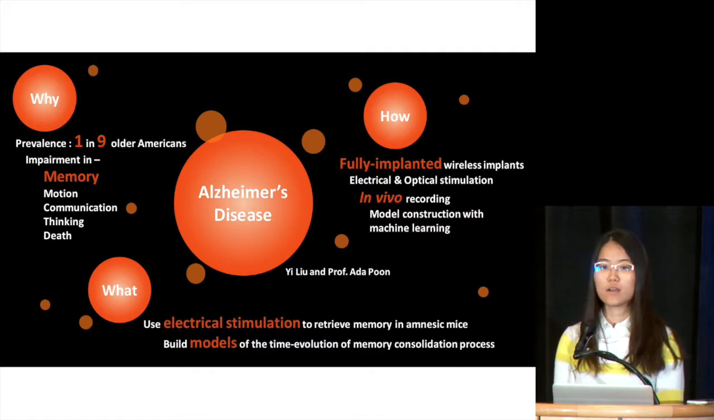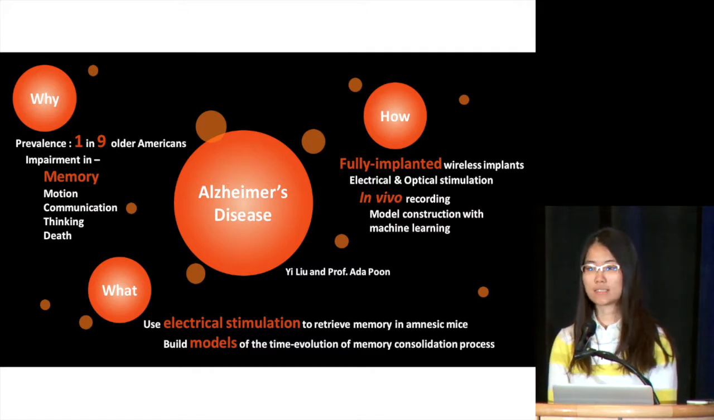In this project, we aim to retrieve memory in amnesic mice, which can be viewed as a model of early-stage Alzheimer's disease. We'll electrically stimulate the neurons to recall memory. We'll also build a time evolutionary 3D model for the memory consolidation process. To achieve these goals, we'll design and build fully implantable wireless implants for in vivo neural recording and stimulation. And we'll also use machine learning to build a model for the memory consolidation process.